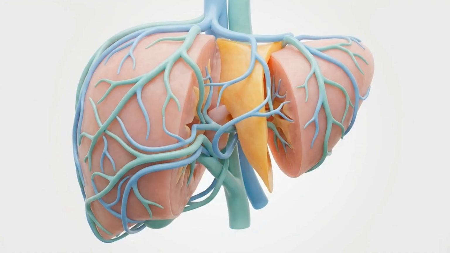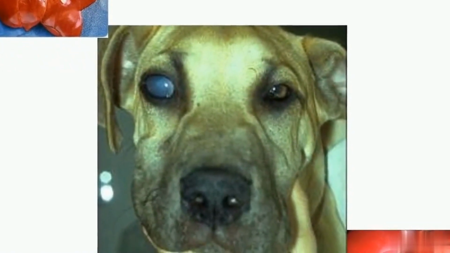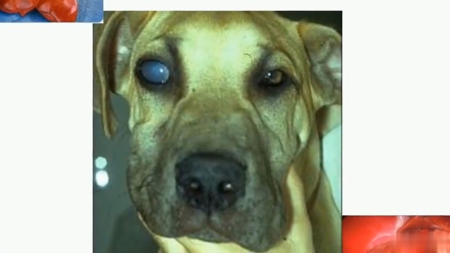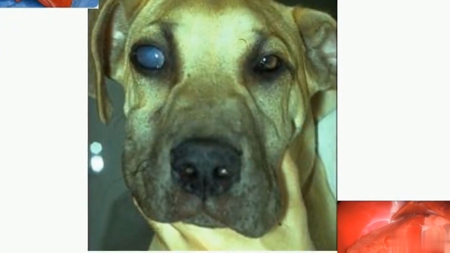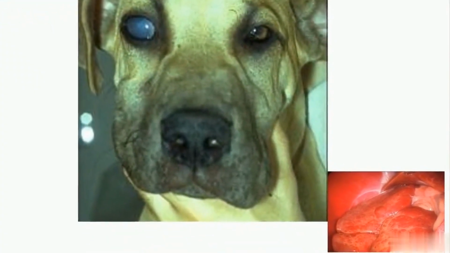Because the liver acts as the body's primary blood filtration engine, it receives the brunt of this vascular destruction first. Looking at this pathology image, you can see the direct result of hepatocellular necrosis. The infected liver cells die off rapidly, causing the liver itself to become engorged and mottled, while the wall of the gallbladder becomes severely thickened with fluid.